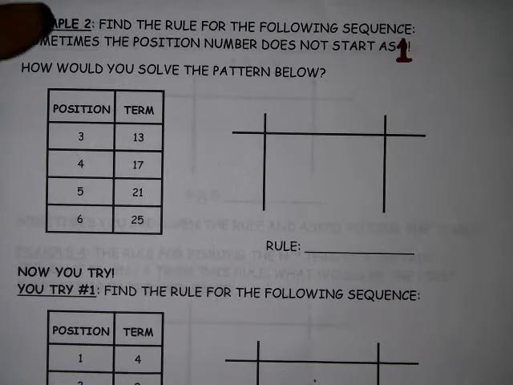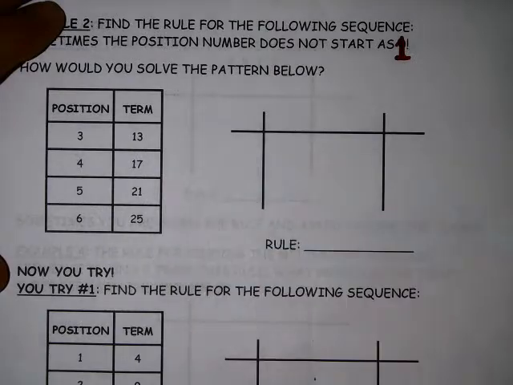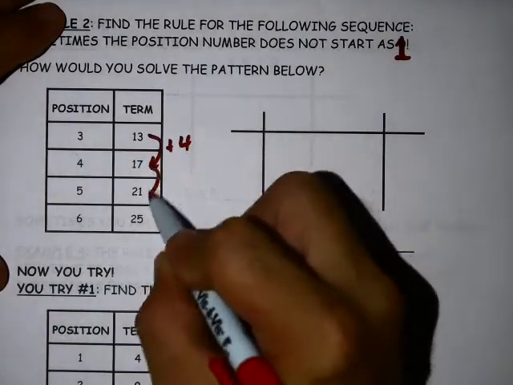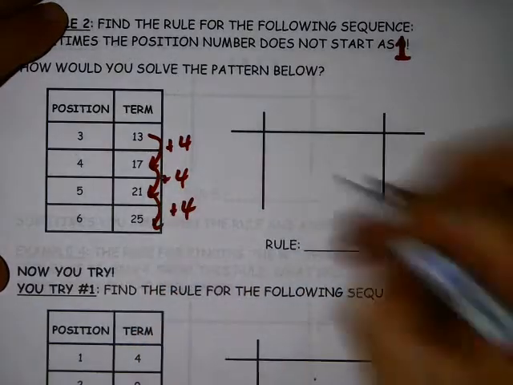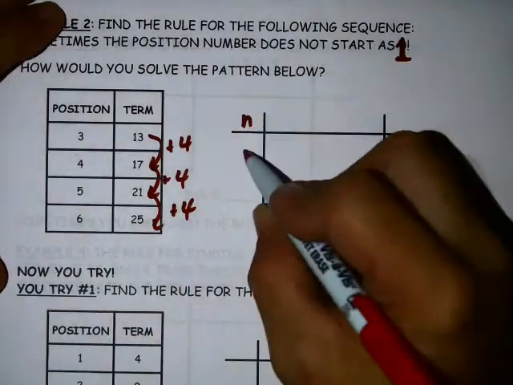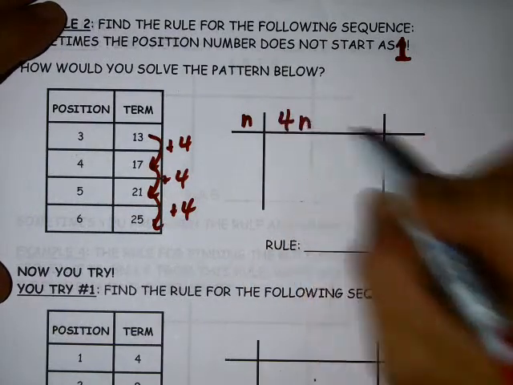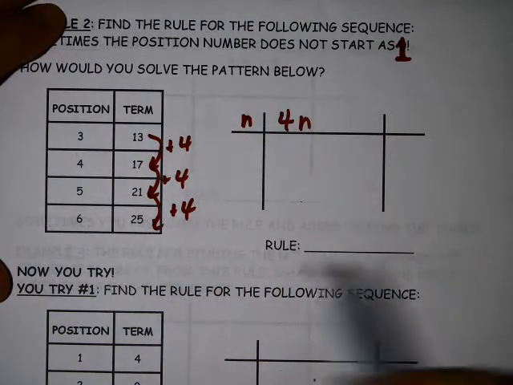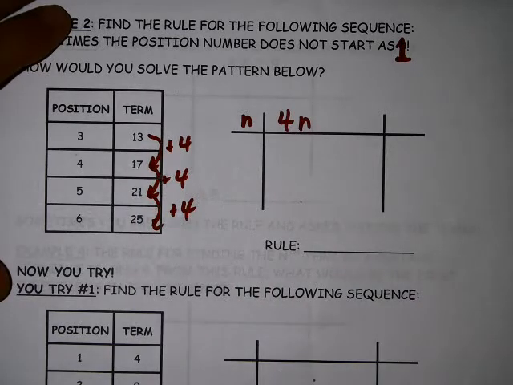So again, we drew our H chart, okay? We're going to find out how this sequence is changing. If we look, we see that it's going up +4, +4, +4. So again, over here, we're going to write down 4n. And now we don't know the first number, do we? But we do know the fourth number, we do know the third number. So maybe we can figure it out that way.